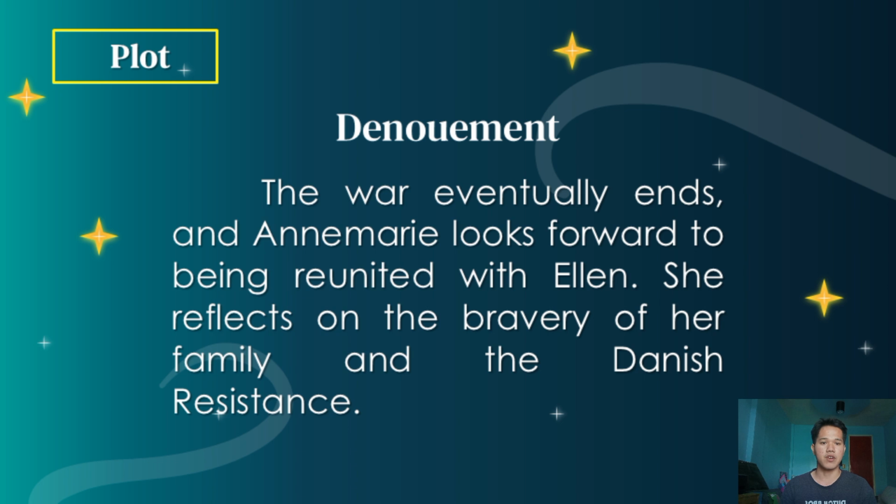Anne-Marie is a brave girl who helped her friend Ellen, and Ellen's family are called the Rosens. So Anne-Marie helps the Rosens to escape to Sweden because Denmark is being occupied by the Nazis, or the Germans. So Anne-Marie longs for Ellen in the end because she wants to be with Ellen again, because she misses her best friend.